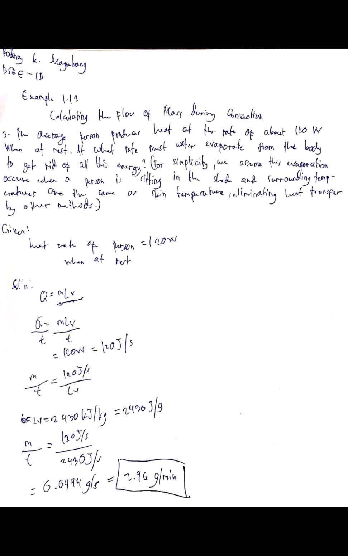2,430 joules per gram. So m/t = 120 joules per second over 2,430 joules per gram. Dividing, the answer is 0.0494 g/s, which is 2.96 g/min.